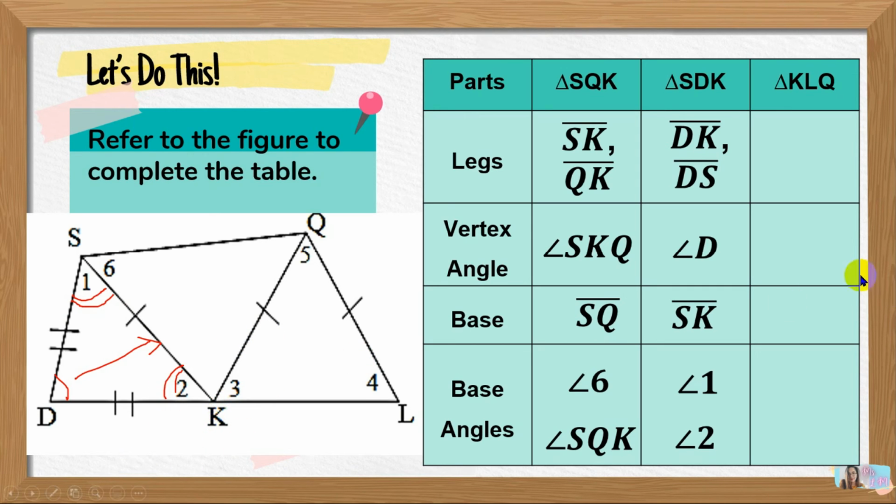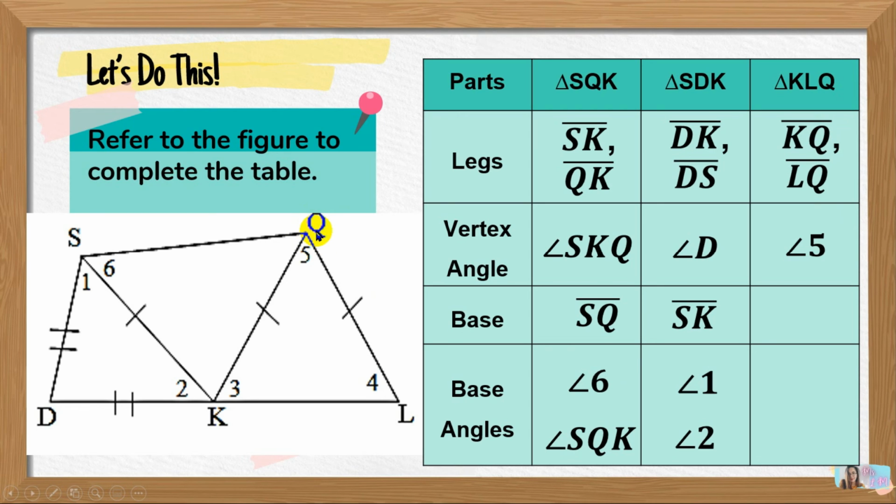Now, for the last triangle, triangle KLQ, it is here on the right side. Which are the two congruent sides? We call those the legs. So, they are side QK or KQ and side LQ or QL. Those with the markings. Then, for the vertex angle, the included angle of these two sides is, okay, we have a number there. So, we can use that to name that angle. The vertex angle is angle 5. So, that is the included angle. We can see that Q is common to it.